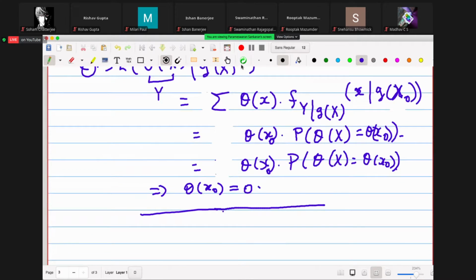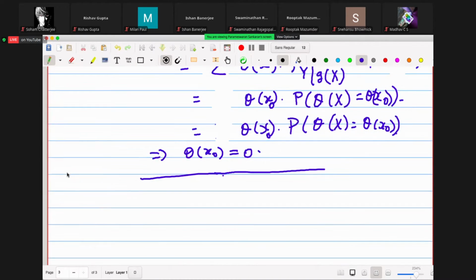Okay. So I want to go to the next problem. There are some problems which I had marked for discussion. So suppose that x1, x2, ..., xn are independent random variables.